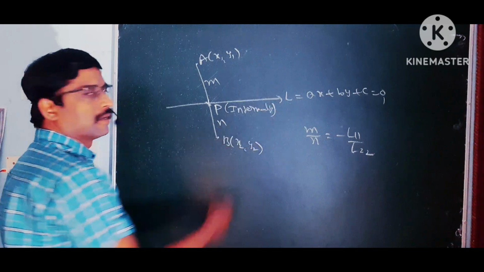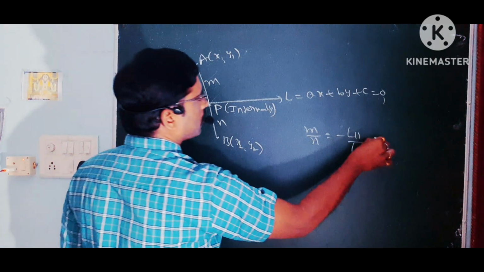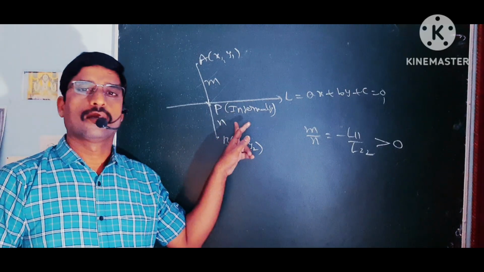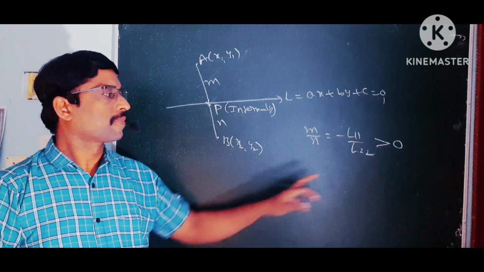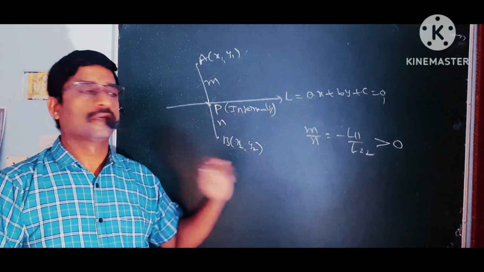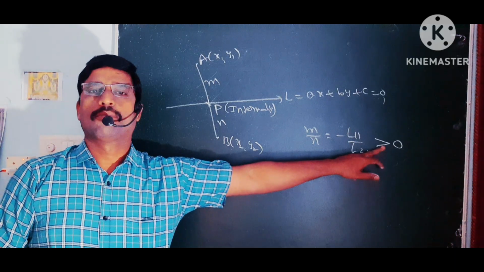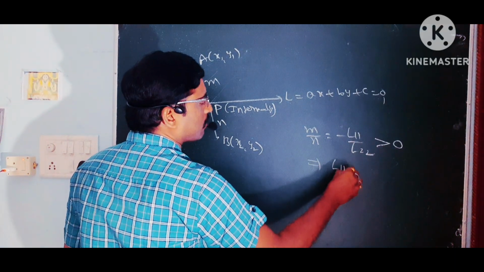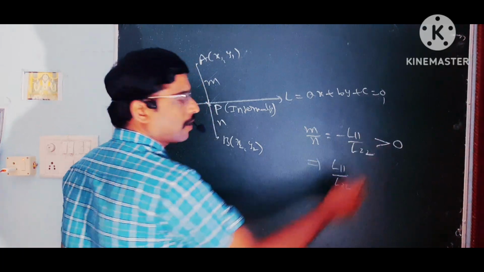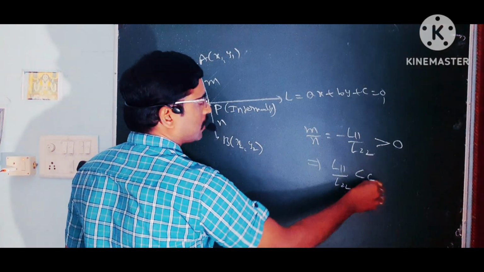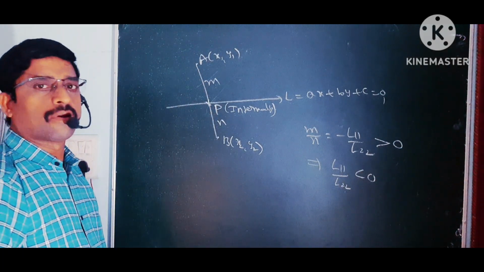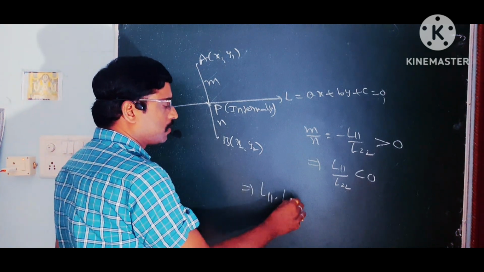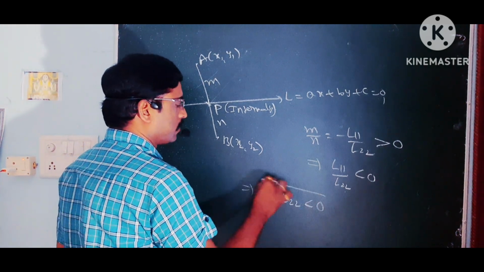So this ratio is always positive. Why? Because in this case P divides AB internally. What is the ratio here? M by n. So this ratio value is positive. Now multiply minus on both sides. What we get here? L11 by L22, inequality must be changed, less than 0. L11 by L22 less than 0 is nothing but L11 into L22 less than 0.